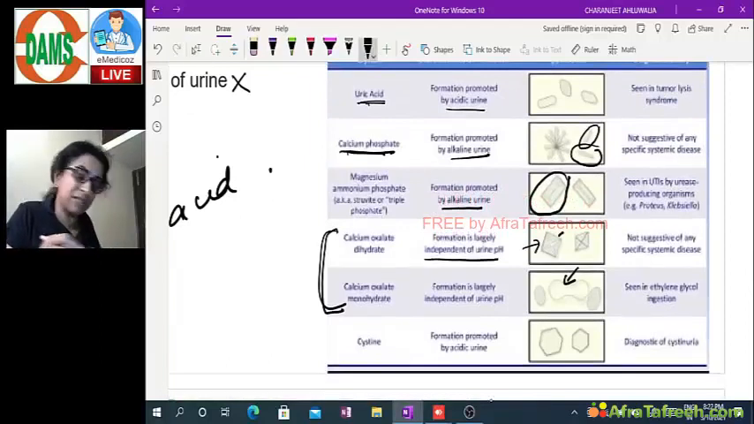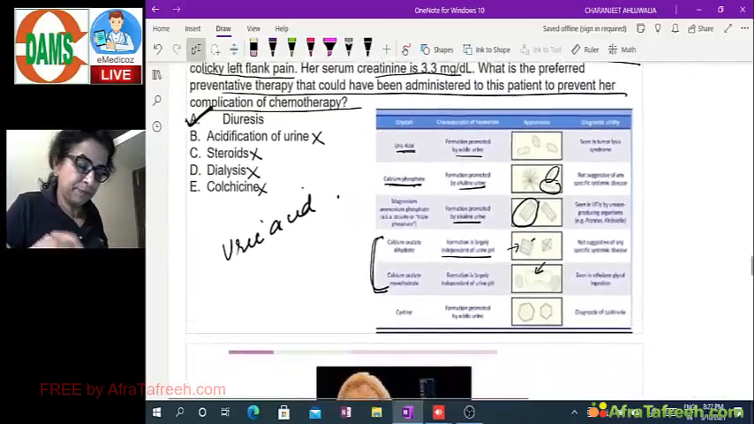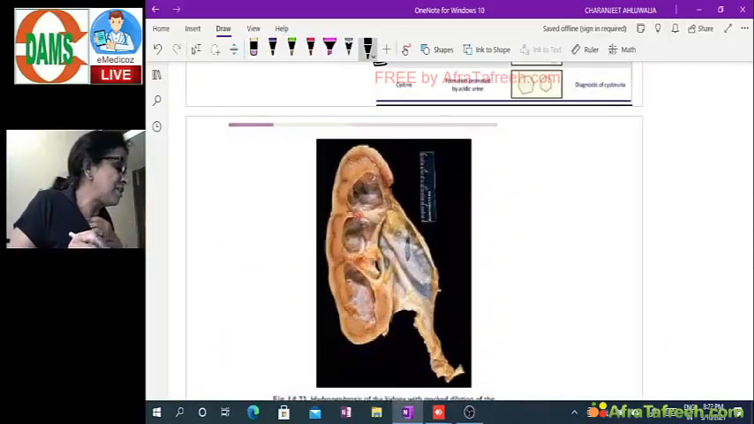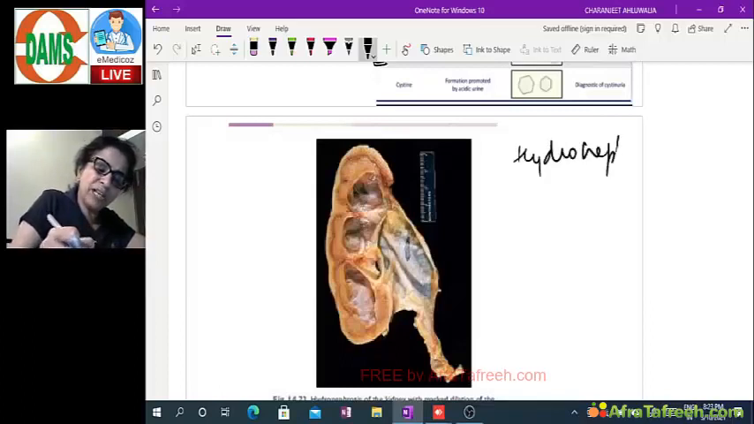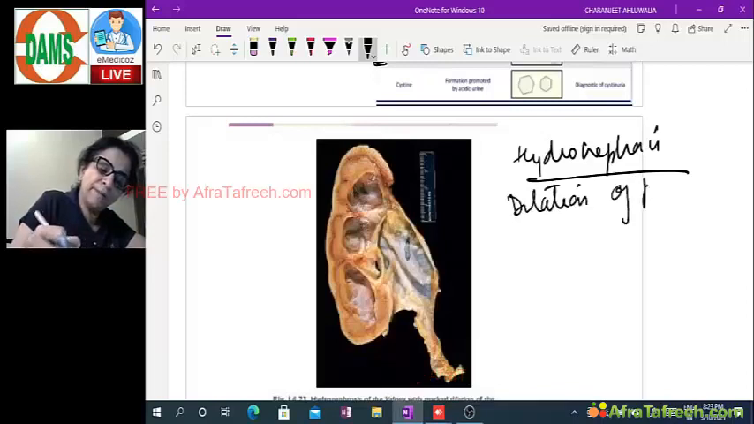And last is cystine. Cystine crystals are hexagonal in shape. Okay, this is the picture of a kidney showing hydronephrosis, involving the whole pelvicalyceal system. What is hydronephrosis? Dilatation of the renal pelvis and the calyces is hydronephrosis. Hydronephrosis usually is due to urinary tract obstruction.